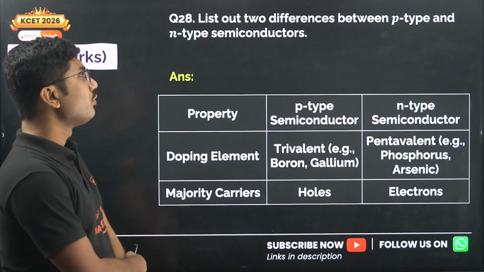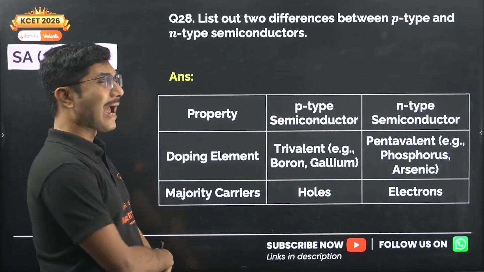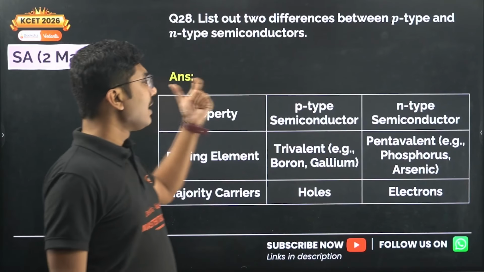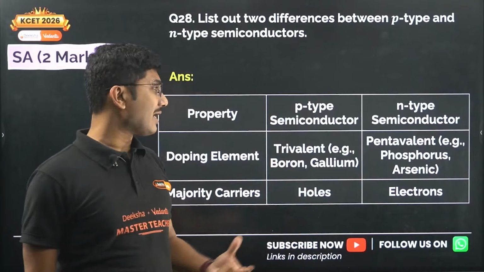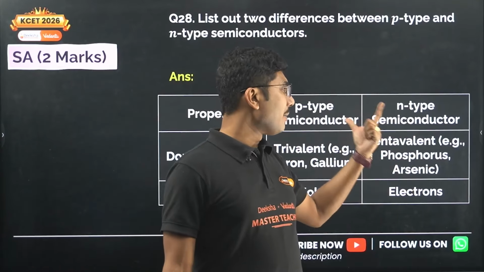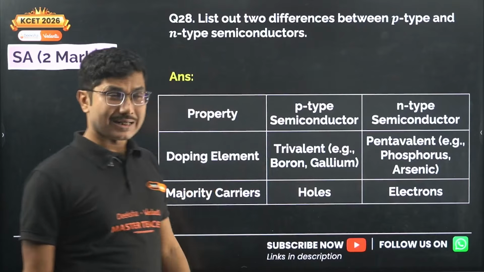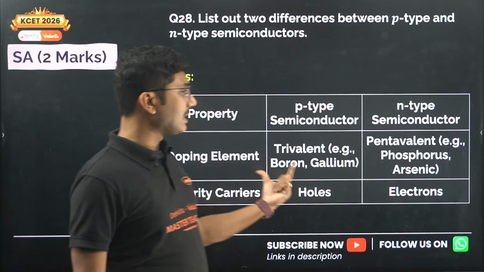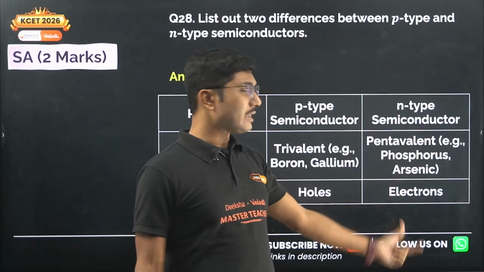List out 2 differences between p-type and n-type semiconductors. So first of all, you have to mention the doping element. For p-type you use trivalent, example boron, gallium. Okay, n-type you use pentavalent, example phosphorus, arsenic. Now in p-type majority carriers are holes, in n-type majority carriers are electrons.